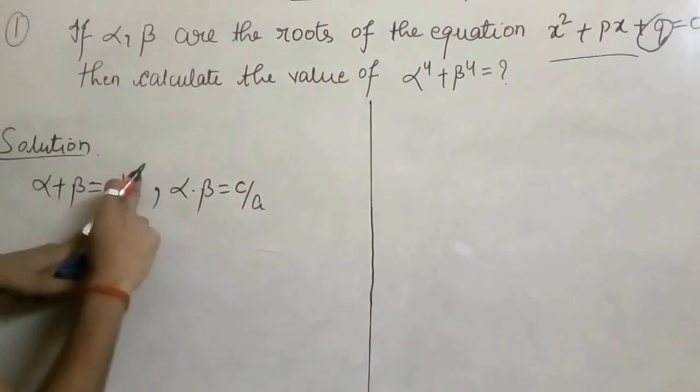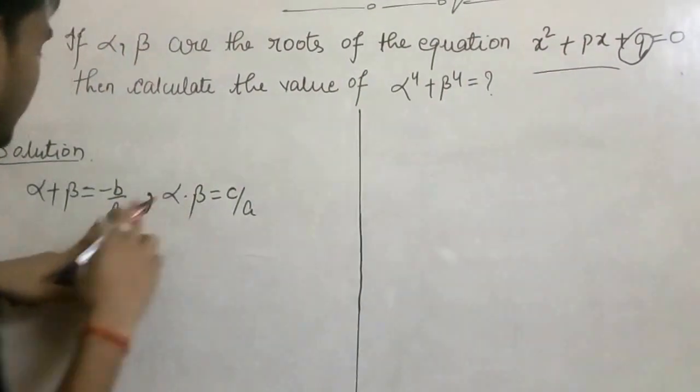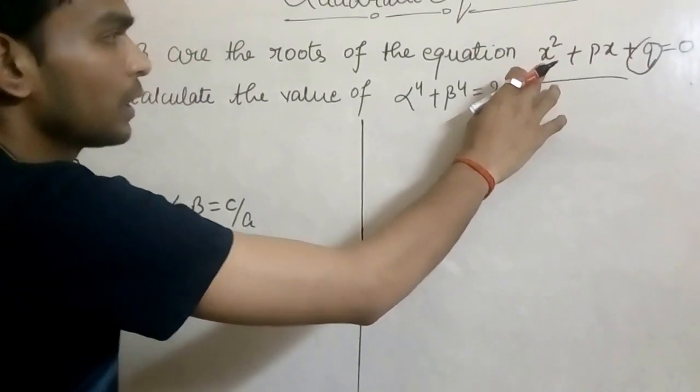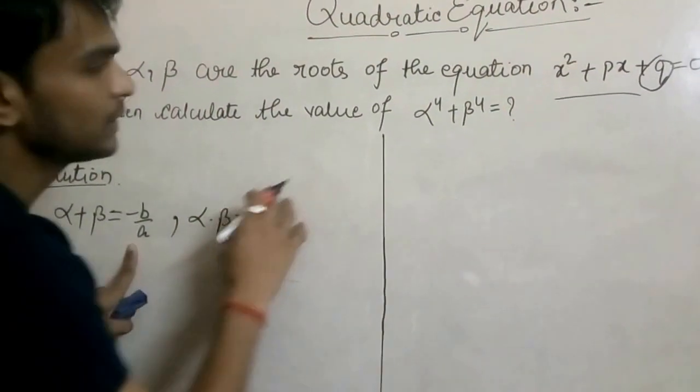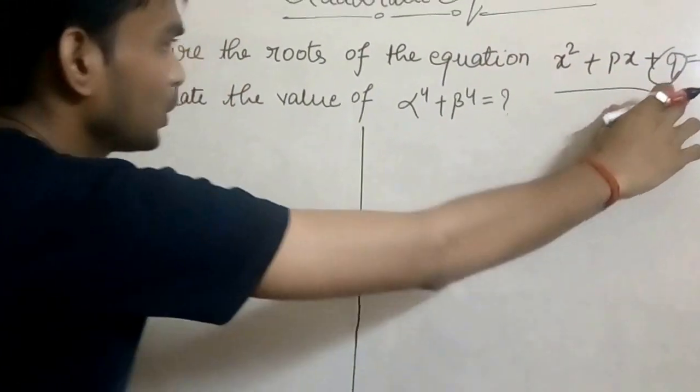Then what is the b? b is the coefficient of x, here b equal to p. And what is the a? a is the coefficient of x square, here a equal to 1. And what is the c? c is the constant in the quadratic equation, here c equal to q.